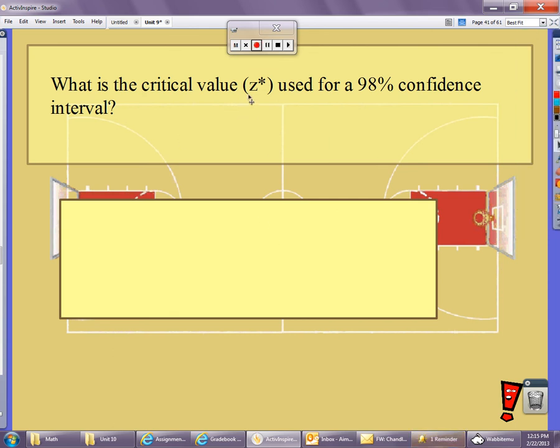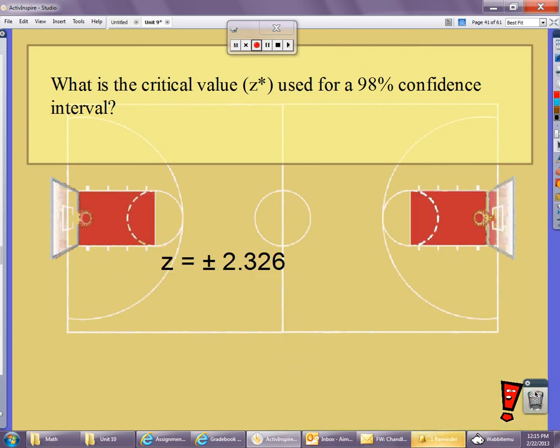And then what is a critical value z asterisk used for 98% confidence? You want to take the inverse norm of half plus 50 of 98%. So half of 98 would be 49. So you're going to do an inverse norm on 0.99 to get that z value.